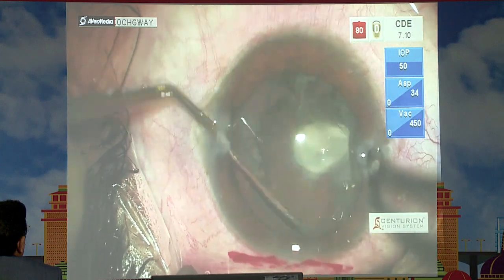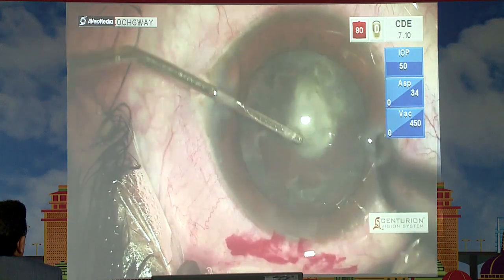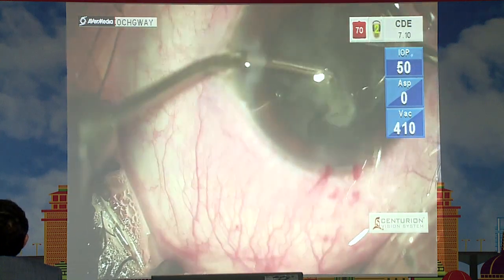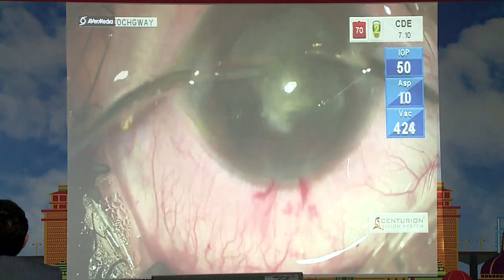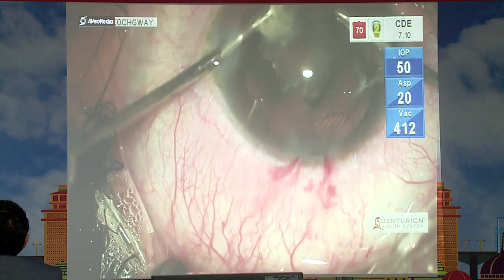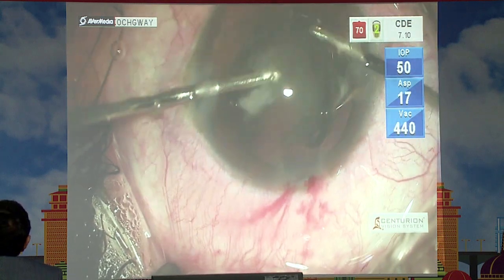And a funny story about posterior polar is that in the first 3-4 years of my career, I didn't have any PC rent in posterior polar cataract. Then I boasted to one of my colleagues that I have not had it ever. And after that, I had one the next week, and I have been having it very frequently.